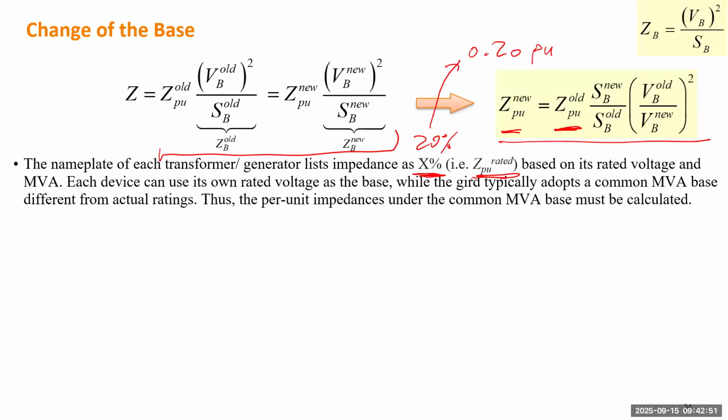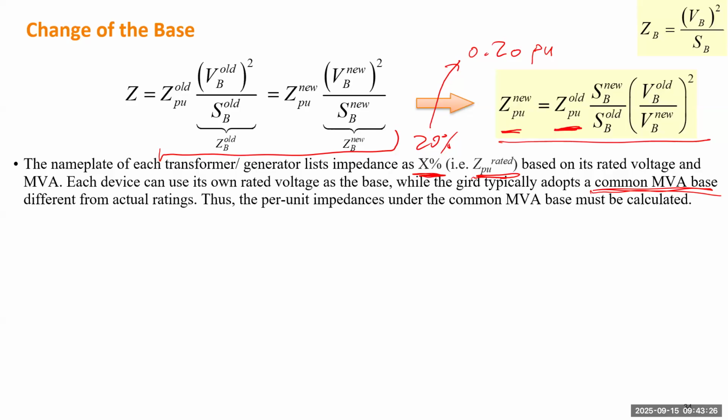Okay, but that nameplate is based on the assumption that only the rated voltage and rated power are used as the base value. But when you connect such devices into a network, sometimes a system prefers a single common power base. Yeah, that's very convenient. And that common base can be bigger than the capacity of some equipment or smaller than some other equipment. But it doesn't matter, and it will be more convenient for the calculation.